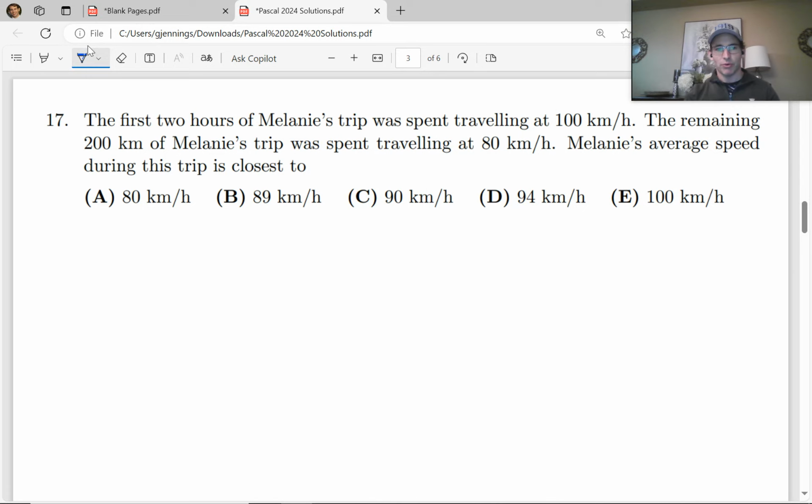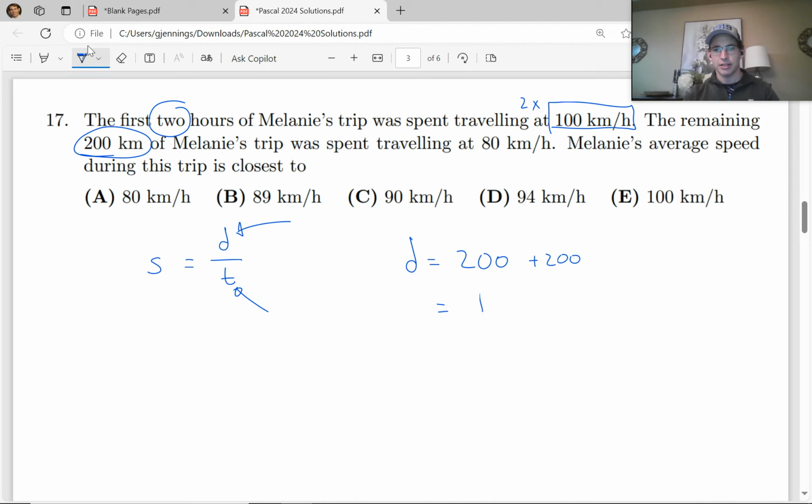But here's the formula for speed. Okay, average speed is equal to distance over time. Do not overcomplicate things. Okay, so we're going to have distance divided by time. So let's see if we can find that. Okay, distance that she travels. Well, she traveled for 100 kilometers an hour for 2 hours. So her distance is 200, 2 times 100. And then the next 200, okay, so basically, we're told that distance is 400 kilometers total.